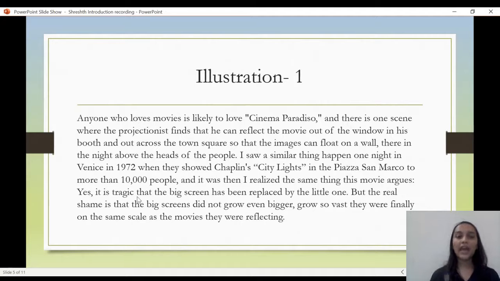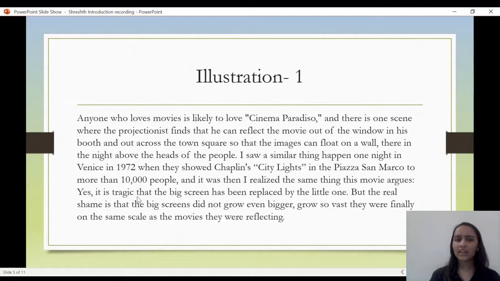Illustration 1. Anyone who loves movies is likely to love Cinema Paradiso. And there is one scene where the projectionist finds that he can reflect the movie out of the window in his booth and out across the town square so that the images can float on a wall there in the night above the heads of the people. I saw a similar thing happen one night in Venice in 1972 when they showed Chaplin's City Lights in the Piazza San Marco to more than 10,000 people.